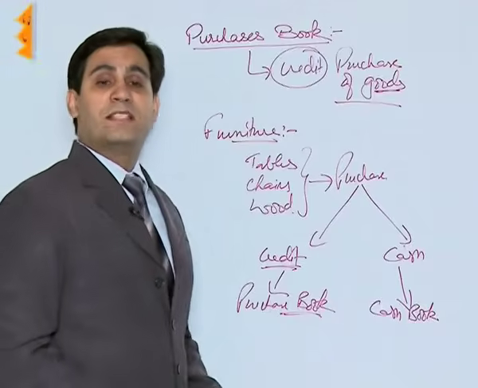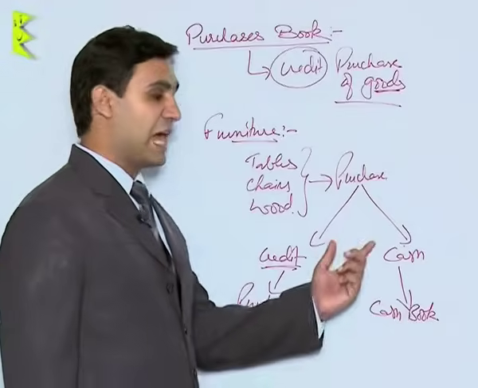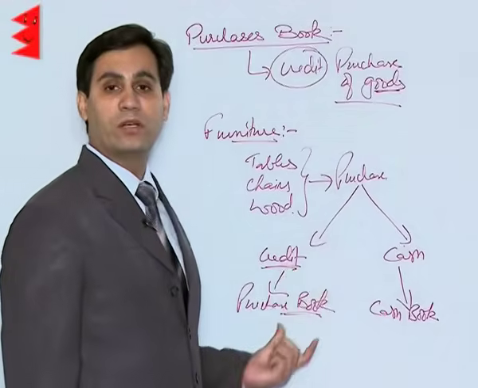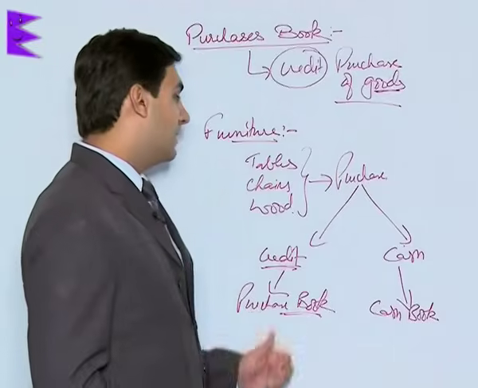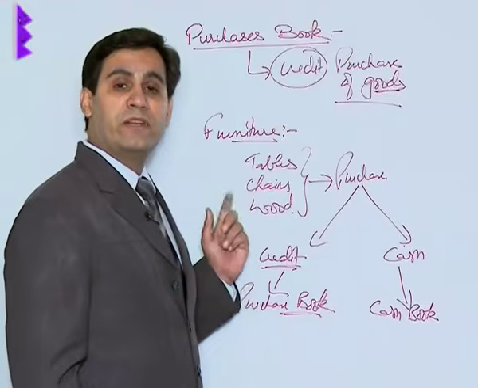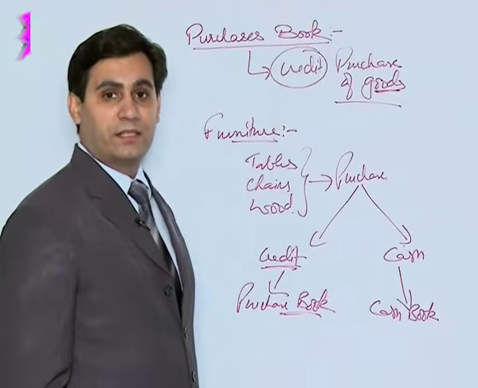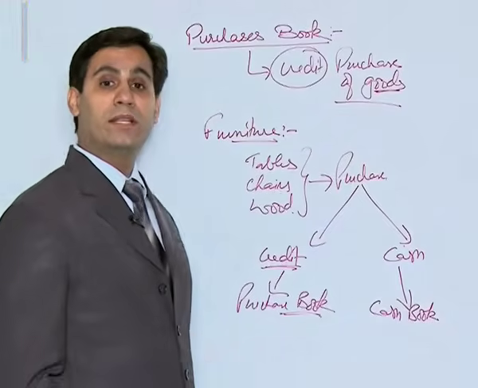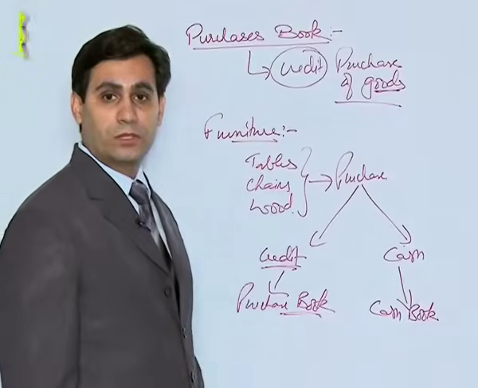Similarly, let's say you deal in stationery. So any kind of stationery items which you purchase in cash would be recorded in the cash book, and if you purchase them on credit, they would be recorded in the purchase book. Now consider an example. In this case, you are a dealer in furniture and you purchase a building. Now building is an asset. It cannot be classified as goods. So that would be recorded in journal proper. It would not be recorded in purchases book.